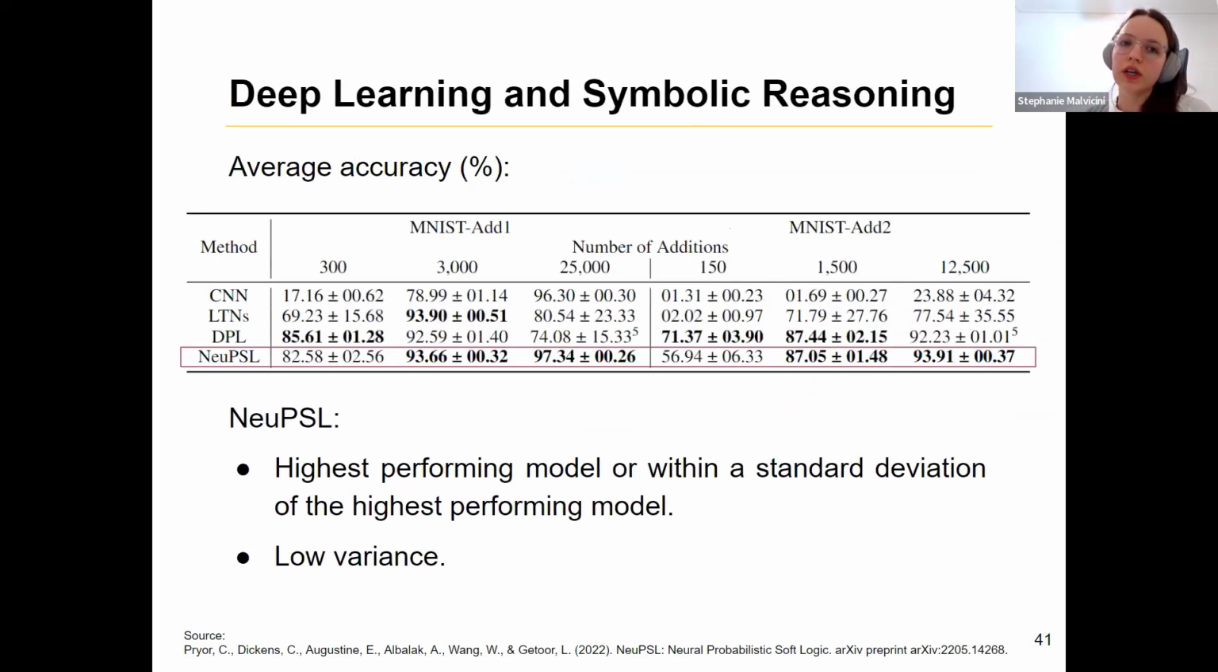Okay, so now they tested the accuracy of all the models, and we can see that NeuPSL is the highest performing model, or it's within a standard deviation of the highest performing model. And also we can see that it has a really low variance on the results for almost all the cases.